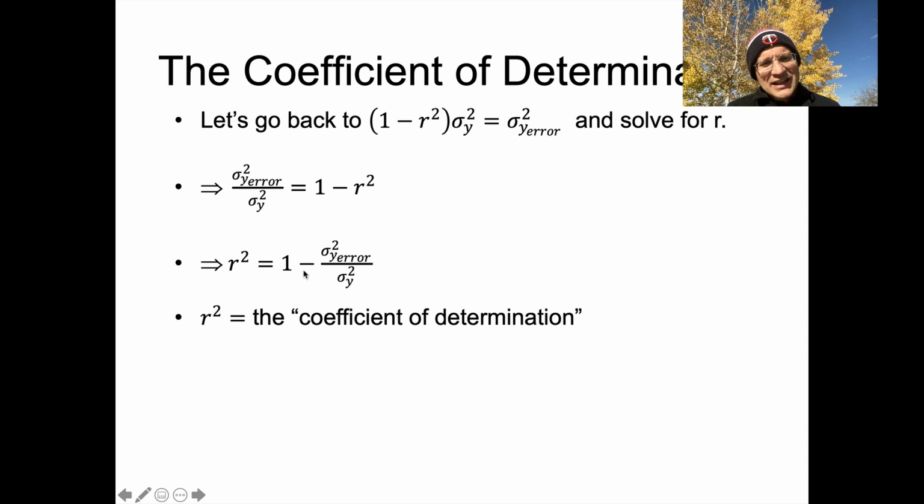So let's take a look at this for a second and think about what this is telling us. Let's say we had a perfectly predictable relationship where there was no error in the y terms whatsoever, and this went to 0. Then we'd have r squared equals 1 minus 0 over whatever the variance in y is. This term would go to 0, and r squared would equal 1.